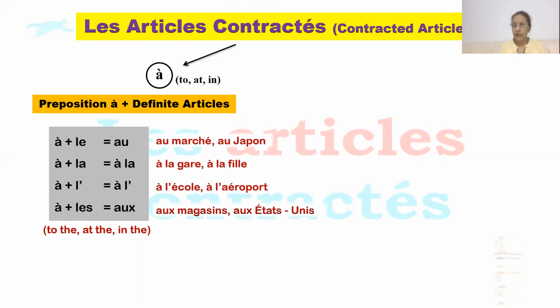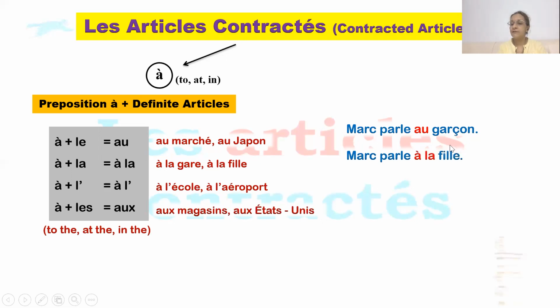If there is confusion, let's see more examples. Mark parle au garçon. Mark is speaking to the boy. To the will contract and make it au. And because garçon is a masculine noun, I have to use au. Mark parle à la fille. Fille is a feminine noun, so I use à la. Mark speaks to the girl.